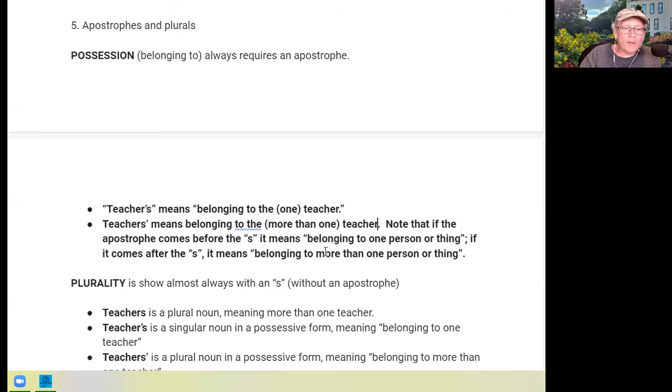Note that if the apostrophe comes before the S, it means belonging to one person or thing, teacher's. If the apostrophe comes after the S, it means belonging to more than one person or thing. So this is my one teacher's pencil, but this is the lounge for all the teachers. So it is the teachers' lounge, S apostrophe.